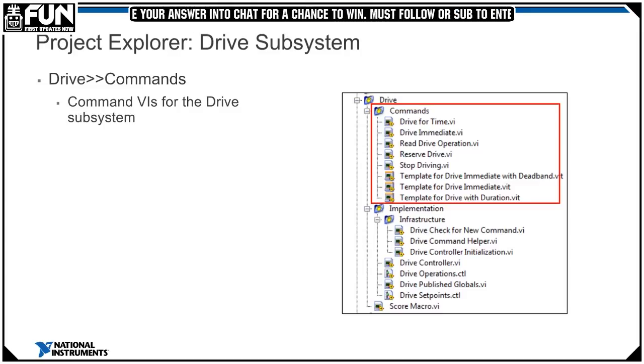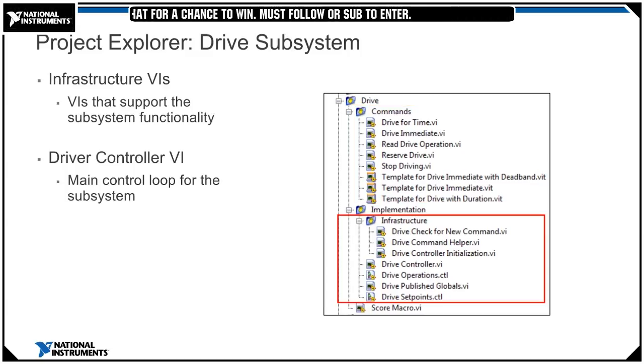So looking at the infrastructure VIs, these are the VIs that support the subsystem functionality. This is kind of what helps make all of it work. So drive check for new command. This is called each iteration of the controller loop. It's literally checking for a new command, updating timer data, and upon completion, it notifies the next waiting command that it can go ahead and run. You're going to see that these VIs will be called whatever your subsystem is. So if I made a subsystem called shooter, it would be shooter check for new command, etc.